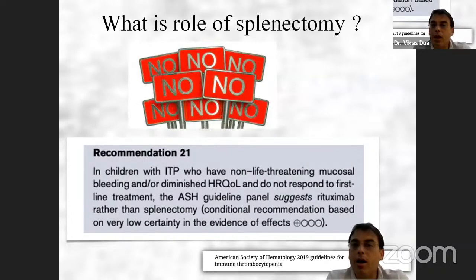So we all are against splenectomy. We don't encourage or suggest splenectomy for a child with ITP. That's what ASH also states, that in case you are pushed against a wall, then still you can try rituximab rather than doing a splenectomy. So splenectomy is a big no.